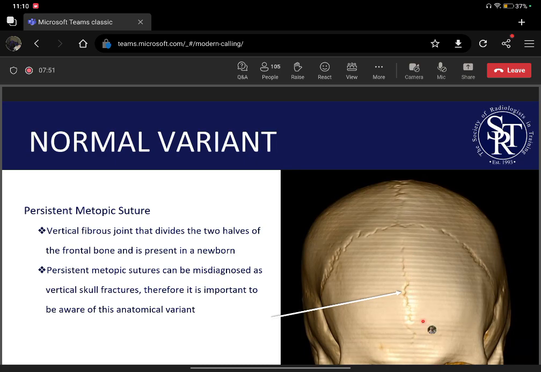And the relevance of the normal variants that you get in the exam is that we need to make sure we don't confuse them with pathology. So this should not be confused with a fracture. This is just a persistent metopic suture.